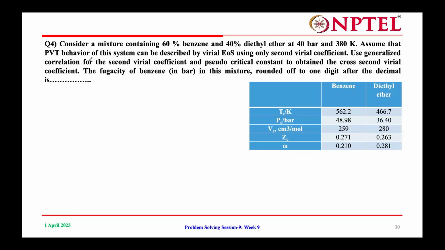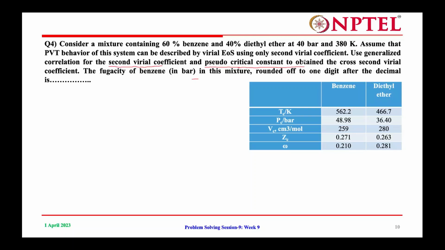Next question: consider a mixture containing 60% benzene and 40% diethyl ether at 40 bar and 380 Kelvin. Assume that the PVT behavior of this system can be described by the virial equation of state using only the second virial coefficient. Use the generalized correlation for the second virial coefficient and pseudo-critical constants to obtain the cross second virial coefficient. Find the fugacity of benzene in bar in this mixture. So we have to use the generalized correlation for the second virial coefficient and pseudo-critical constants.